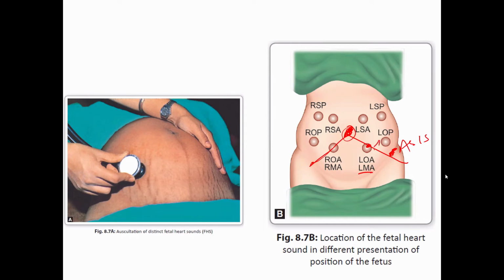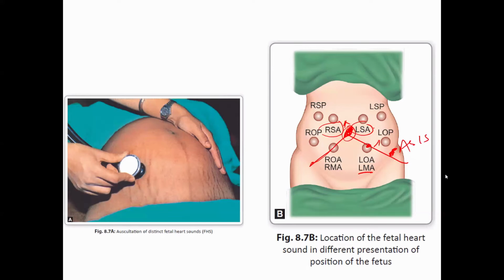In case of breech presentation, if the buttock is the presenting part, then the sacrum is the denominator. So right sacroanterior and left sacroanterior, it's above the umbilicus, and sacroposterior more posterior. So just a rule of thumb, if it's cephalic, then it will be below the umbilicus, and especially in the midpoint of the spino-umbilical line, you can find the fetal heart sound.